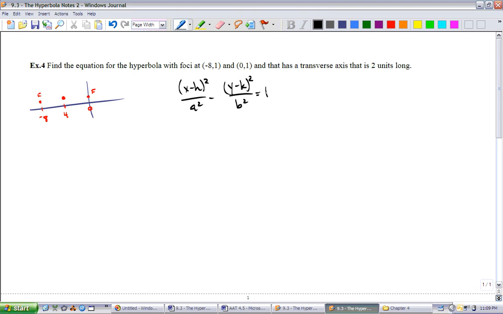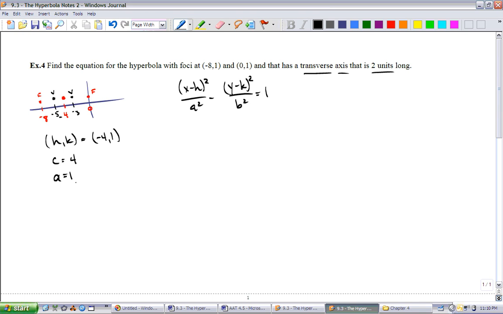And we can fill in a couple things. We already know now (h, k) has to equal, sorry, it's (-4, 1), okay? We know that c then has to equal 4, and it tells us here that our transverse axis is 2 units long. Well, that means in total it's 2 units long, so here's -3 and -5. Our vertices are there. So in this case, a has to equal 1.